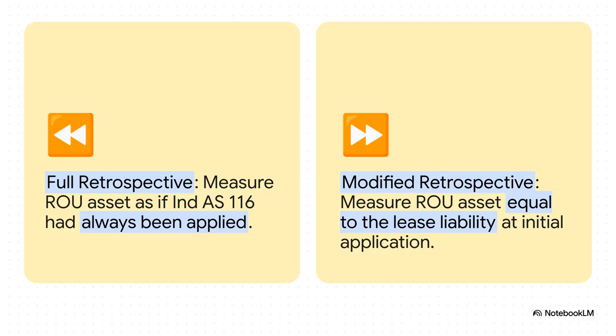So companies had this huge choice to make on transition. You could do the full retrospective approach, which meant restating your comparative financials. It was technically pure, but it was an operational nightmare. Unsurprisingly, the vast majority of companies went with the modified retrospective approach. The key expedient there, setting the ROU asset equal to the lease liability on day one, was just so powerful. But the biggest win was that you didn't have to restate prior period numbers. You just took the cumulative effect of the adoption and booked it as an adjustment to your opening retained earnings.